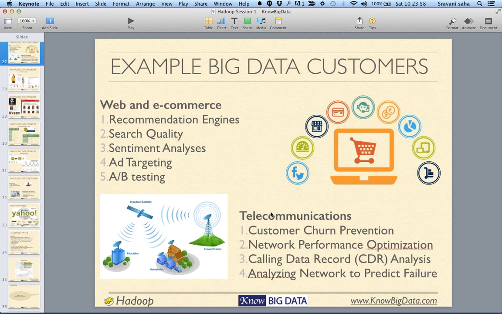These circumstances and it failed. You feed it to one of the algorithms and it will give you the result that in these circumstances it will fail or not. Okay, so these are a few big data customers.